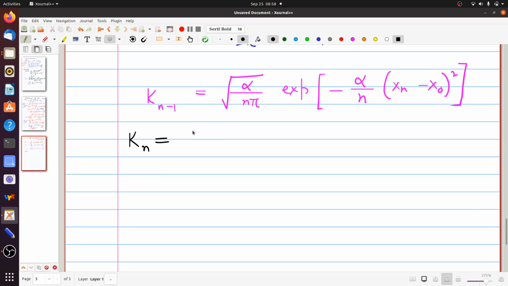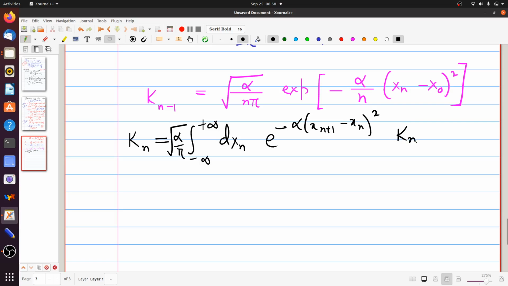So Kn is equal to this result that we already know. Kn is the integral from minus infinity to plus infinity dxn, e to the minus alpha times xn plus 1 minus xn whole square, times Kn minus 1. So let's see whether we can use this to find out whether the result that we had surmised actually holds up.